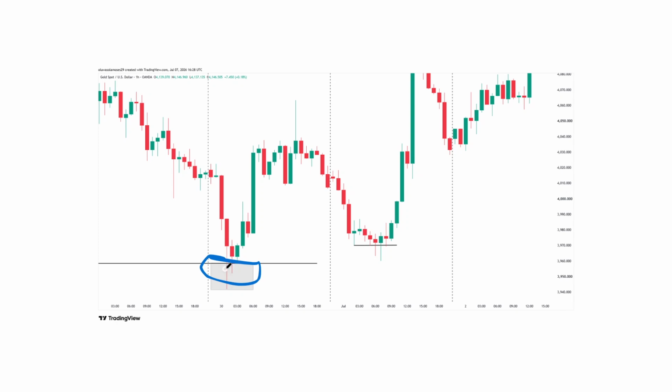This is 30th of June. We took out previous weekly low. We moved to the upside. Can you see how we came back down to a significant level? But right here, this is now Asian low. So yes, your Asian low, your London high, they all count.